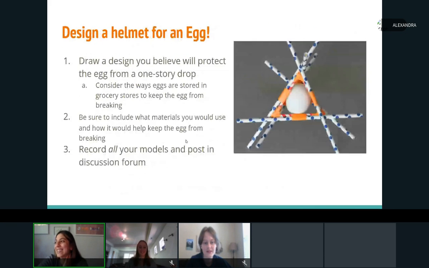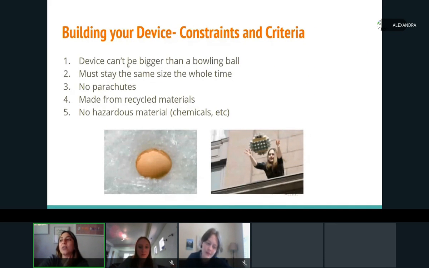Here's the picture of the egg drop. One person used a bunch of straws. And so this is what I was saying. It can't be bigger than a bowling ball. It must stay the same size the whole time. No parachutes, should be made from recycled materials, and no hazardous materials. So nothing with chemicals, nothing that explodes.